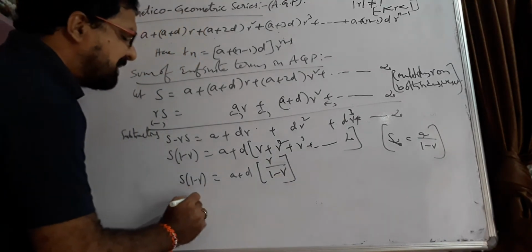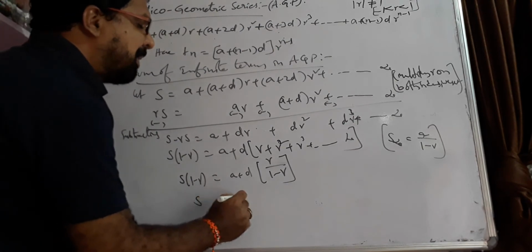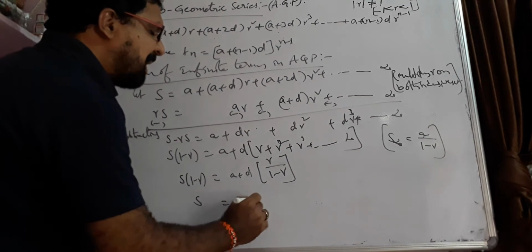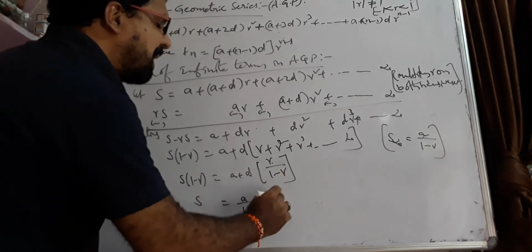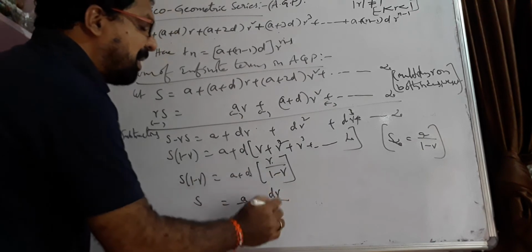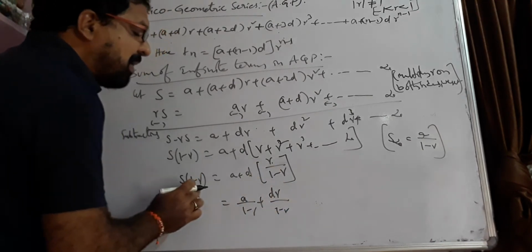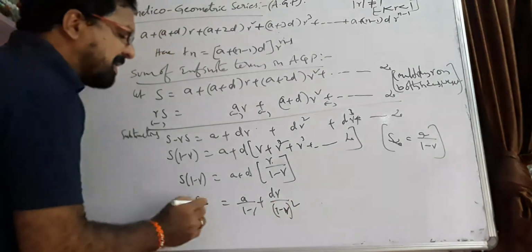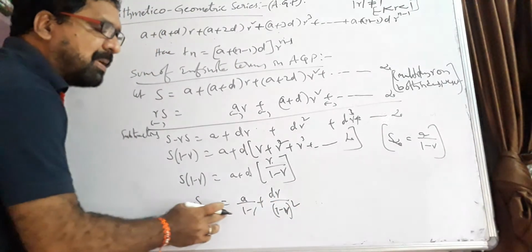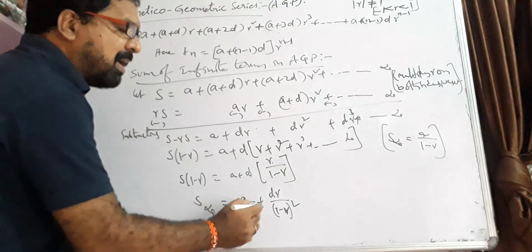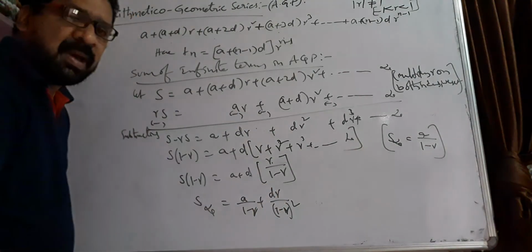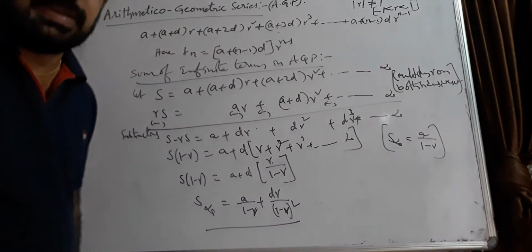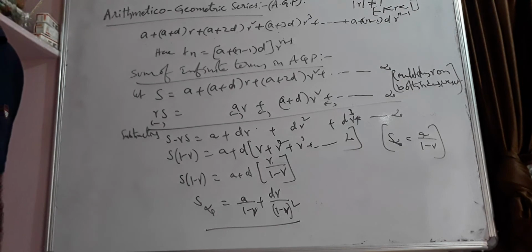So here S is equal to A by 1 minus r plus d into r, dr by 1 minus r, and the 1 minus r is already there, so we are going to get 1 minus r whole square. Nothing but S infinity. The sum of infinite terms in AGP is equal to a by 1 minus r plus dr by 1 minus r whole square. This is the formula for the sum of infinite terms in AGP.